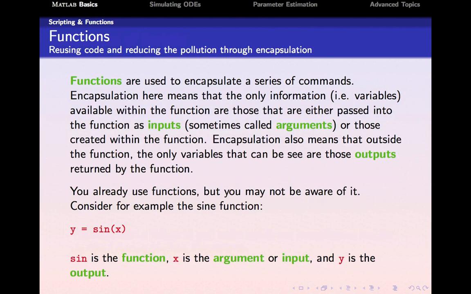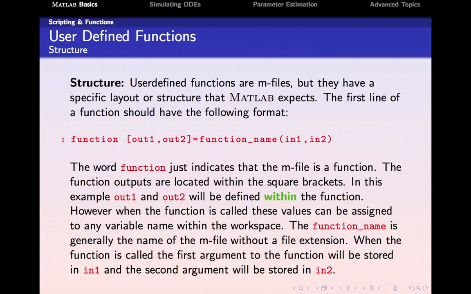All I know is that if I give it an x value, or if I give it a vector of x values, it's going to return a y value or a vector of y values corresponding to the sine of those x values. So you don't really care how the sine works, you just know that it works. Okay, so in this case, sine is the function, x is the argument or the input, and y is the output of the function. Basically, you can create a function in MATLAB by changing one thing on a script.